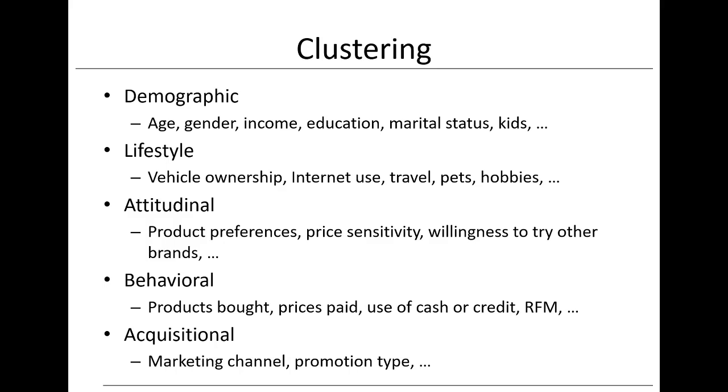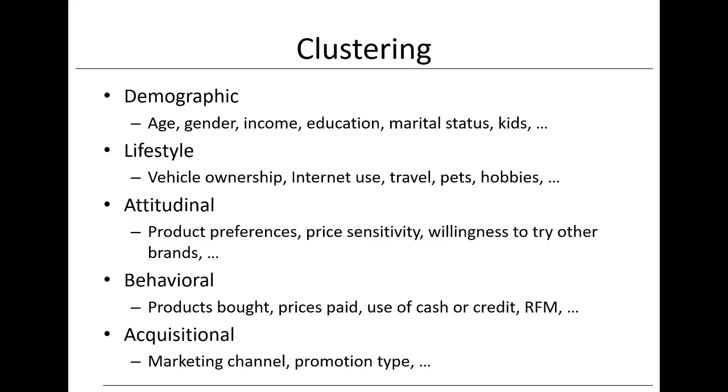Various data characteristics can be used for clustering. A first set of characteristics are demographic characteristics such as age, gender, income, education, marital status, and children. Examples of lifestyle characteristics are vehicle ownership, internet use, travel, pets, and hobbies. Also, attitudinal information can be interesting to analyze, such as product preferences, price sensitivity, and willingness to try other brands.